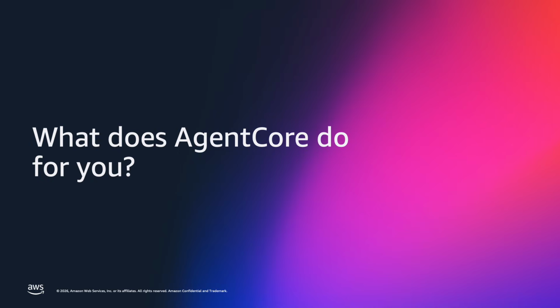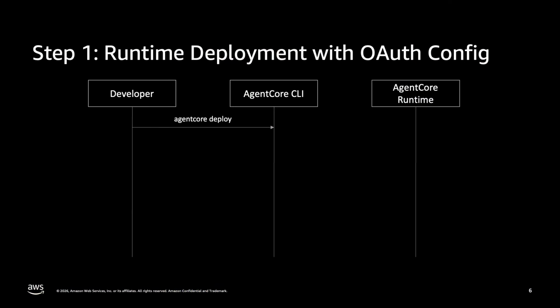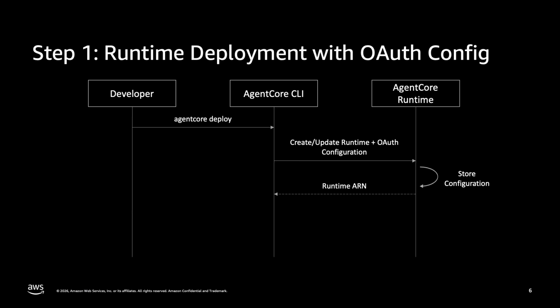From here on, we are going behind the scenes. We will see what Agent Core does for us. You're now ready to deploy your agent into Agent Core Runtime. When you run Agent Core deploy on Agent Core CLI, the CLI takes the agent code and the authorization configuration you just defined and sends it to Agent Core Runtime. The runtime creates or updates your agent and stores the provider authorization configuration for the agent. Once stored, it returns a runtime ARN back to the CLI. And that's it. Deployment complete. Your agent is now live and secured with the authorization configuration you defined.